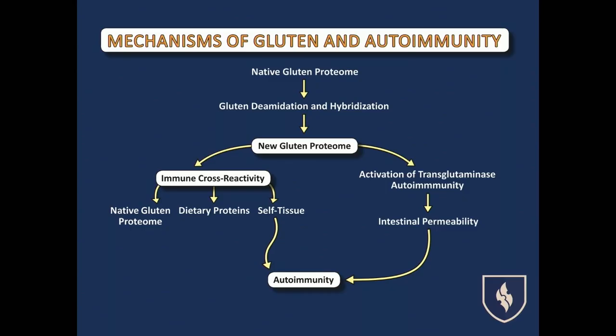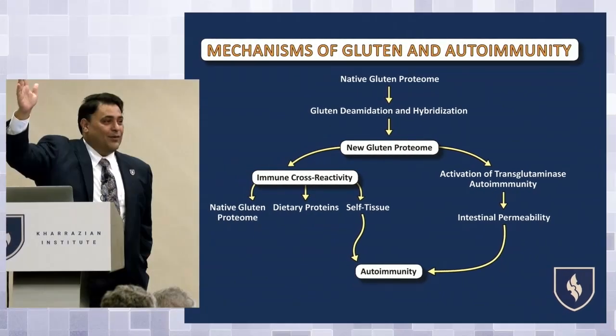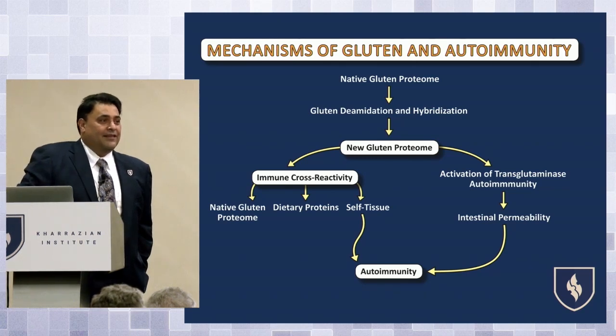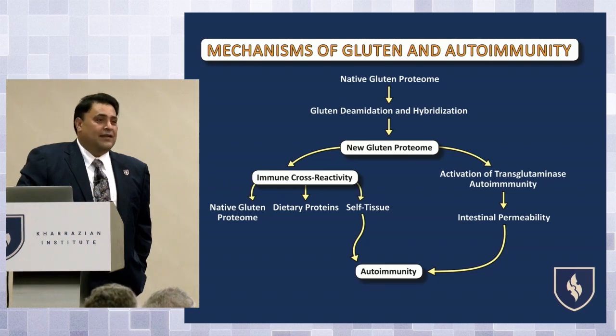Now, this is just a diagram showing native gluten protein, gluten deamidation, hybridization, and then you get gluten proteomes. For people who don't have celiac disease but have gluten sensitivity, when they go to Europe, they feel much better because they're using native wheat there, especially in areas like France, because they don't allow new wheat. I was just in Europe, talking to some people there, and they said, when we come to the US, we go gluten-free. If we don't, we feel really sick. And that's gluten sensitivity.